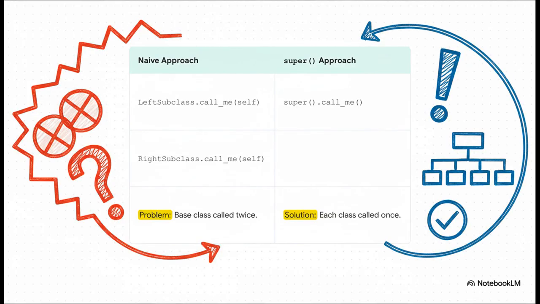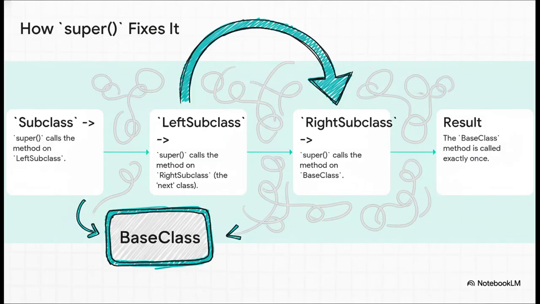And guess who comes to the rescue again? Our old friend super. If you look at the naive approach on the left, where you call each parent by name, that's what causes the double call bug. But the super approach on the right is so much smarter. It doesn't just look at the direct parents, it looks at the entire family tree and figures out a path to call everyone exactly once. So how does it do that?